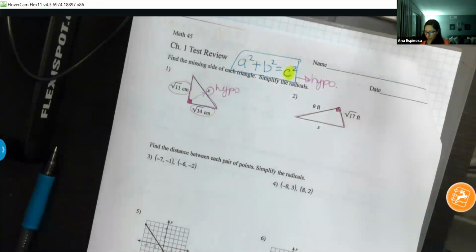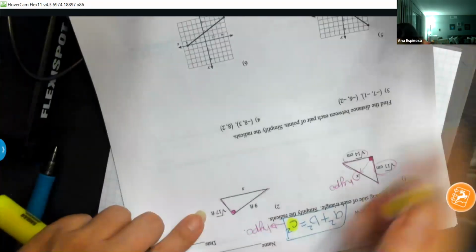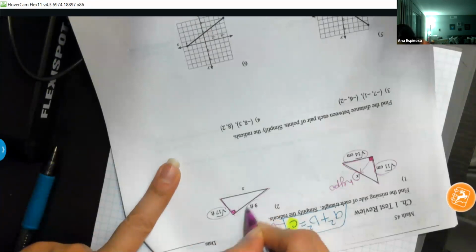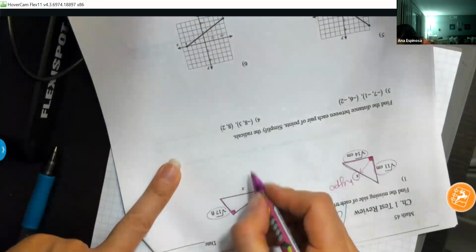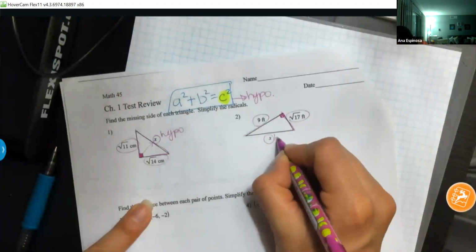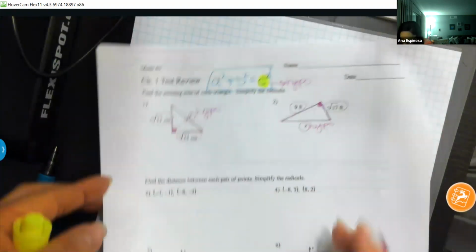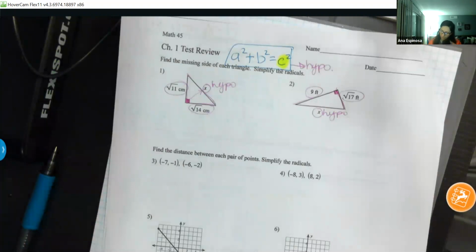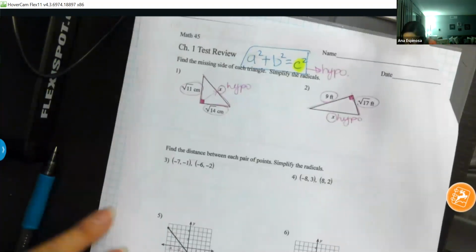You open up your arms, you're touching these two right here. So these are your legs, and this is your hypotenuse. Don't write it backwards. This is your hypotenuse. Okay, so I'll do one of them. Let's do the left one. And all you're going to do is plug these in.